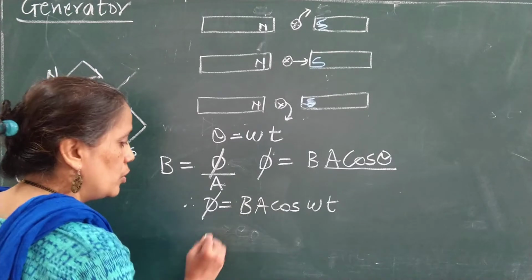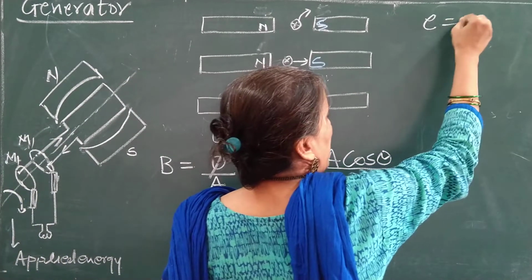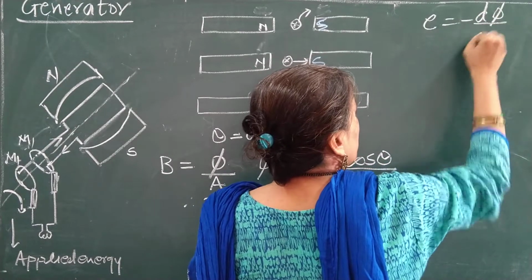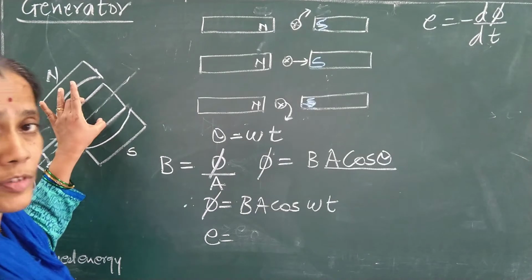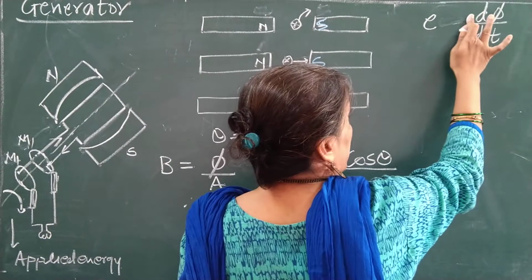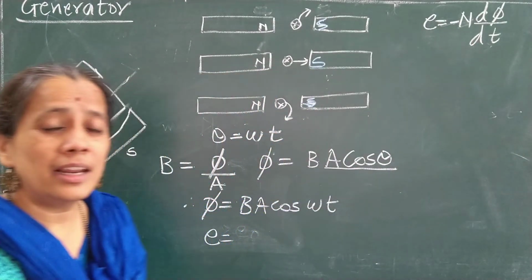Right? Now, Lenz's law says that E is equal to minus d phi by dt. And if I include that this coil consists of n number of turns, I can include that n term here. That is, EMF is equal to minus n d phi by dt.